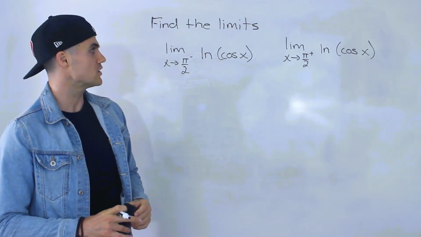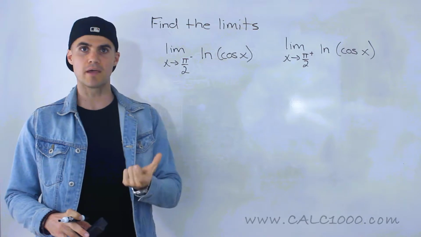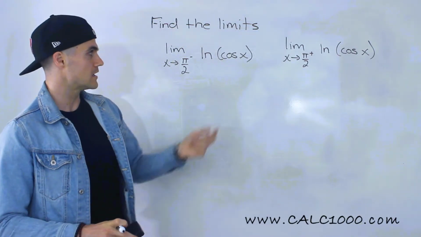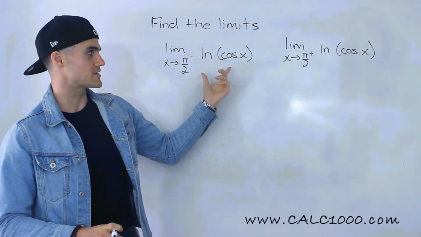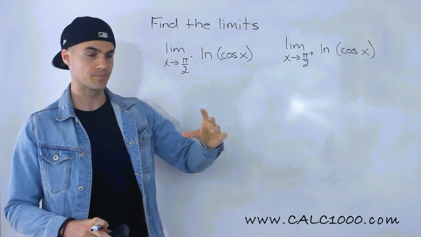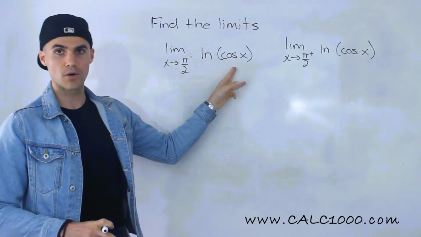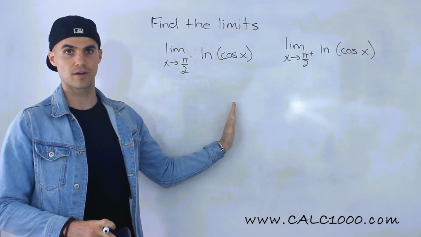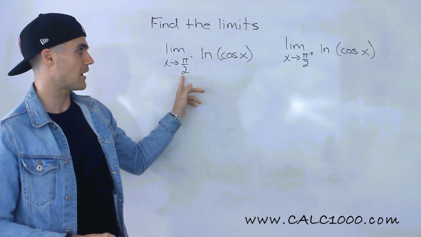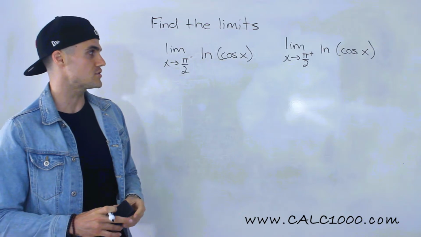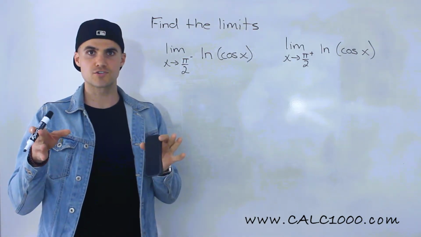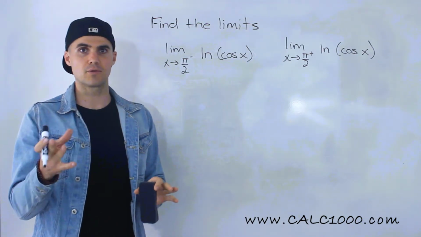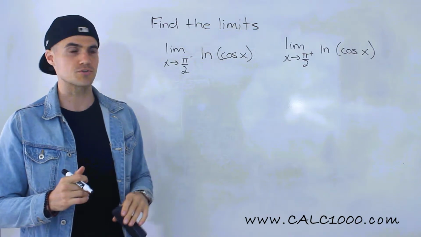So first thing, notice that we can't directly sub in pi over 2 here because cos of pi over 2, as we know, is 0. And then ln of 0 is undefined. Okay, so that's going to be a vertical asymptote there. So we can't plug in pi over 2 directly. So what we're going to have to do is approach pi over 2 from both the left side and the right side. Pick numbers that are very close to it.